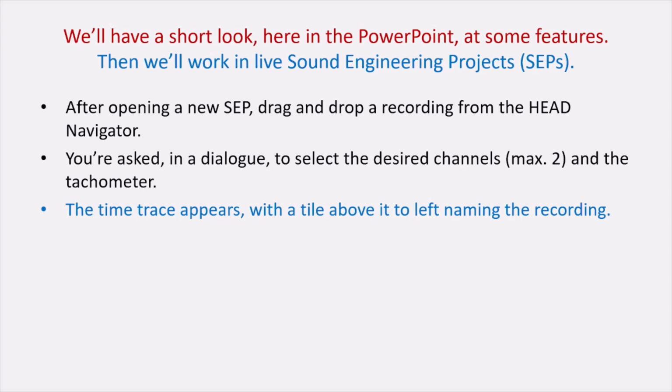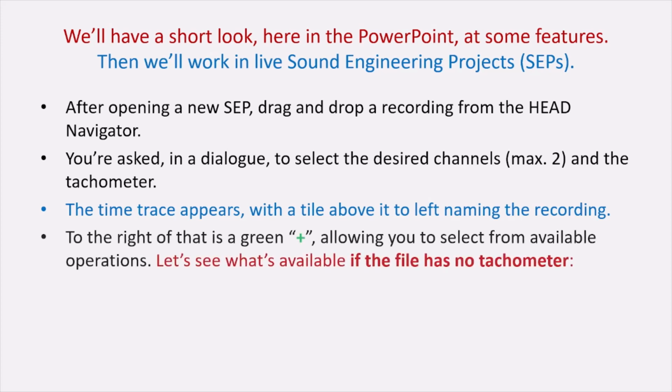It's in a row above the diagram, which is a left to right list of operators in an operating sequence. First operator is the file itself, and then you can do things like eraser, brush, IIR filter, IIR order filter, order generator, and target order, as we will be seeing. So to the right of the file name is a green plus sign that allows you to select from a list what the available operations are.